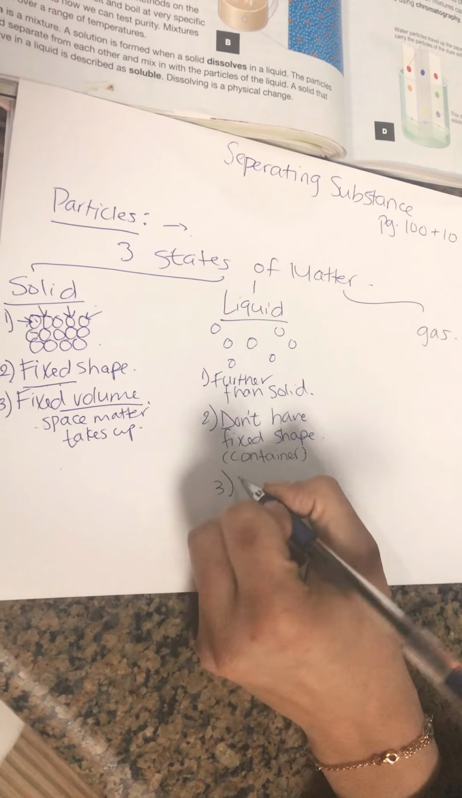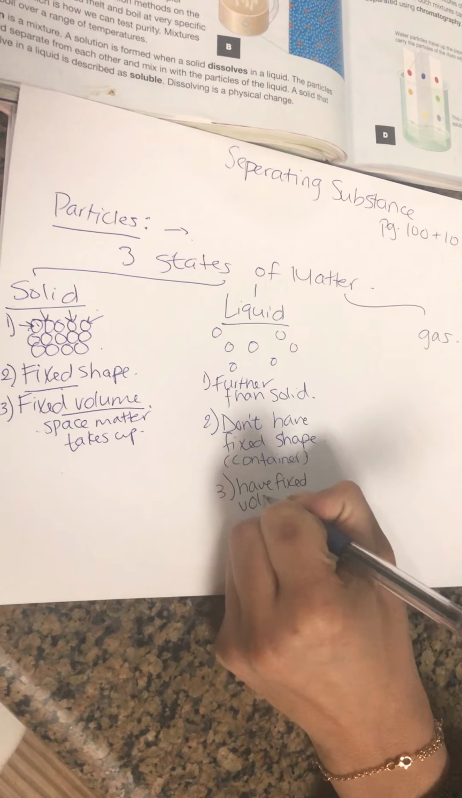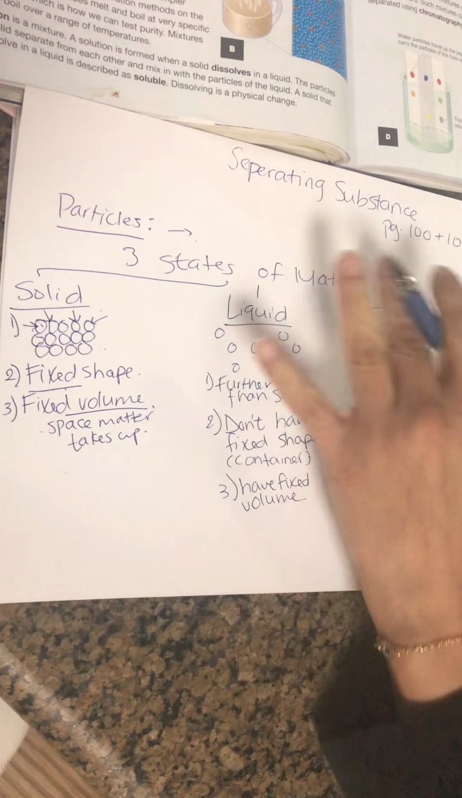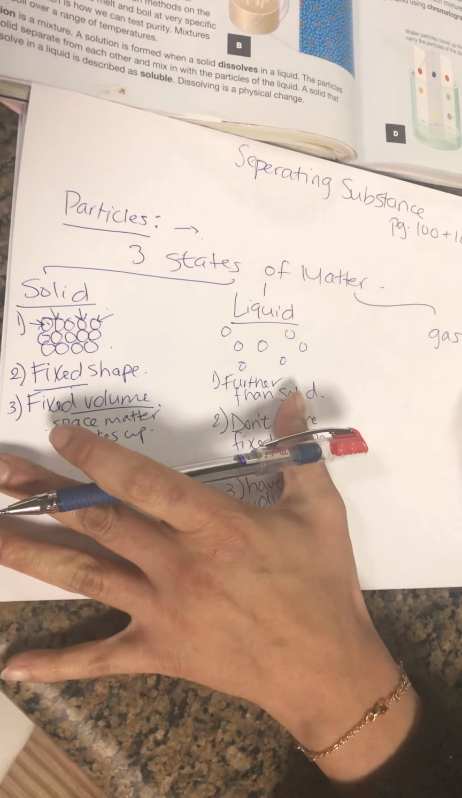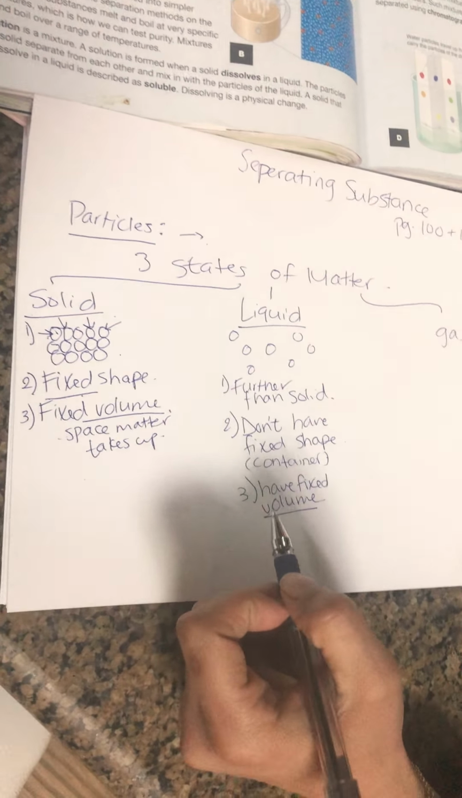3, they have a fixed volume because the amount of water that I'm going to be spilling on the table is the same amount of water that was in the cup. So the volume stays the same. It does not change.